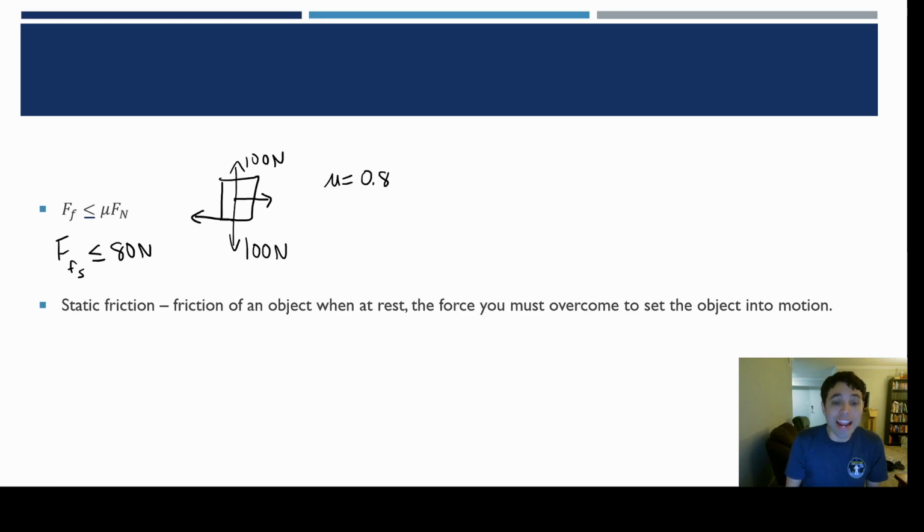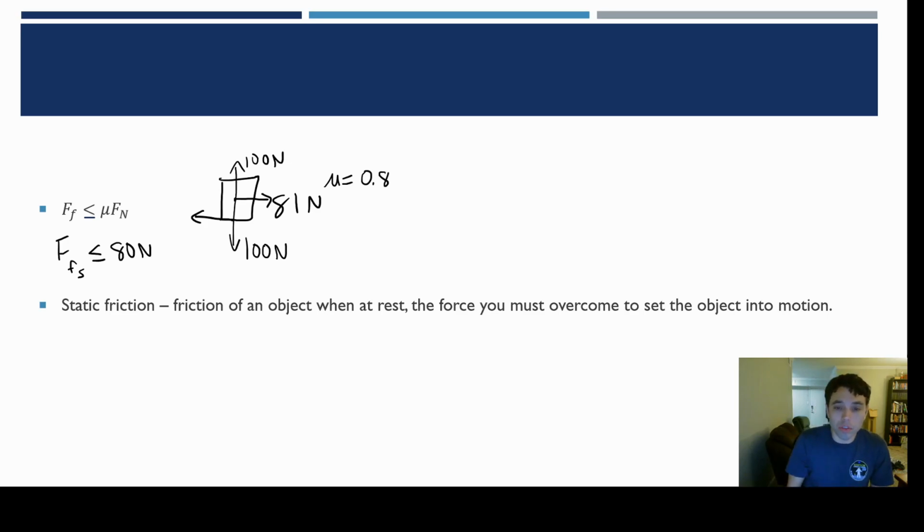And let's say you push at 81 newtons. Well, the static friction force can only go up to 80. It can't go to 81. So what happens? You overcome the static friction force, and you get that little jolt, and then, oh, there it goes. Now it's going to start moving, right? And you get an acceleration. The moment you overcome the static friction force, it instantly changes to kinetic friction.